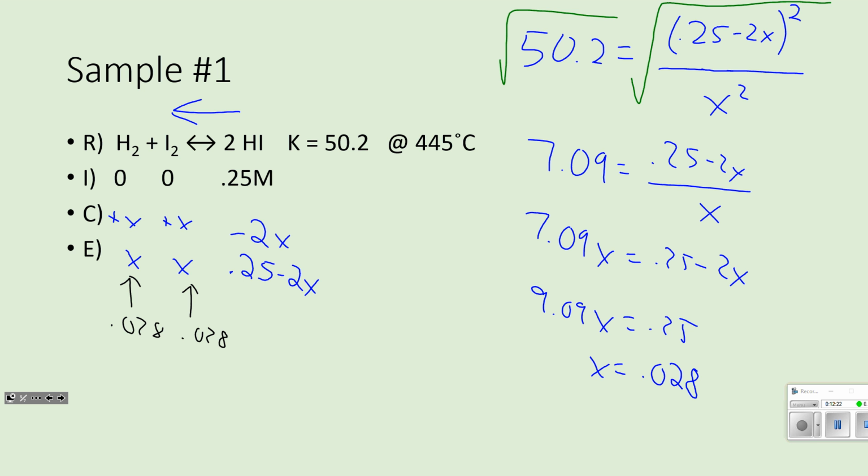I could plug this into this one: 0.028 times 2, subtract that from the 0.25. And I could get that value as well, which I actually didn't do on my answer key here. Let me type it in quick. So as I had written on my answer key all along, it's 0.194.